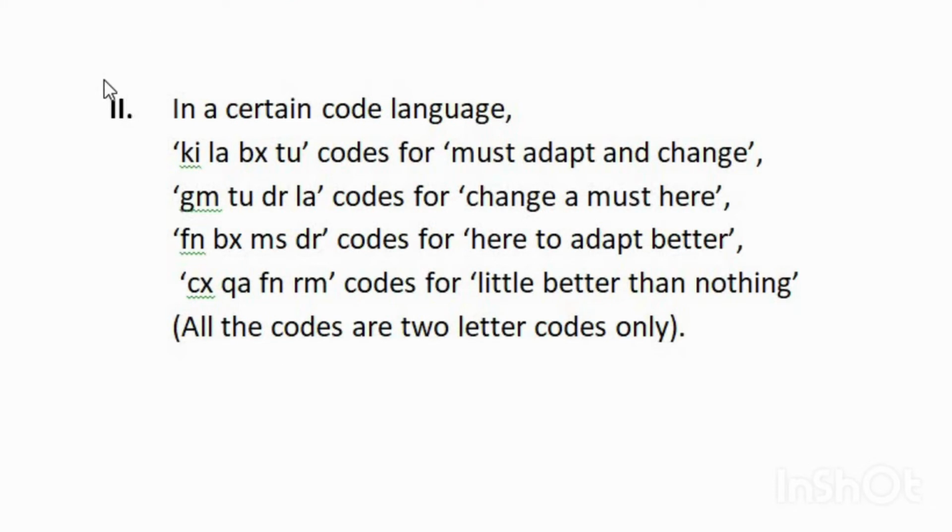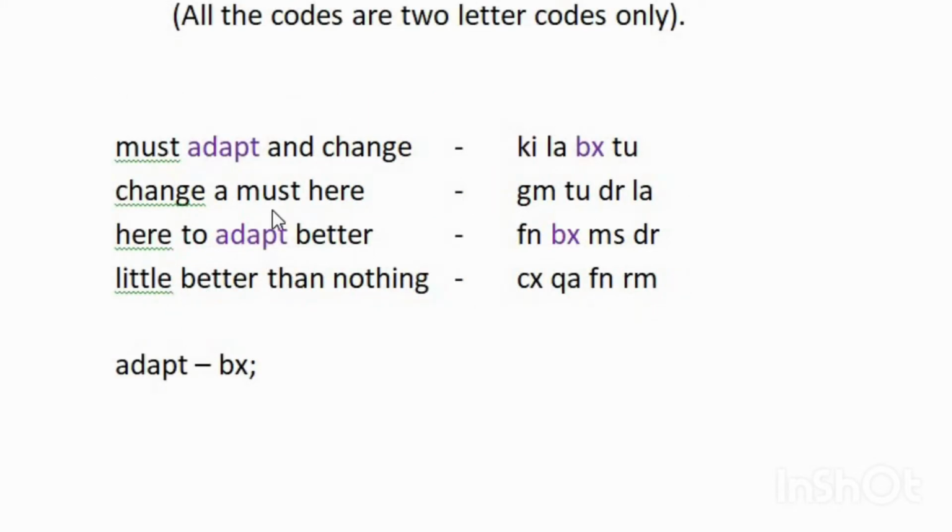This is the second workout question. Here the word adapt is present in the first line and in the third line. So the common code present in the first line and the third line is BX. So we can write the code for adapt as BX.